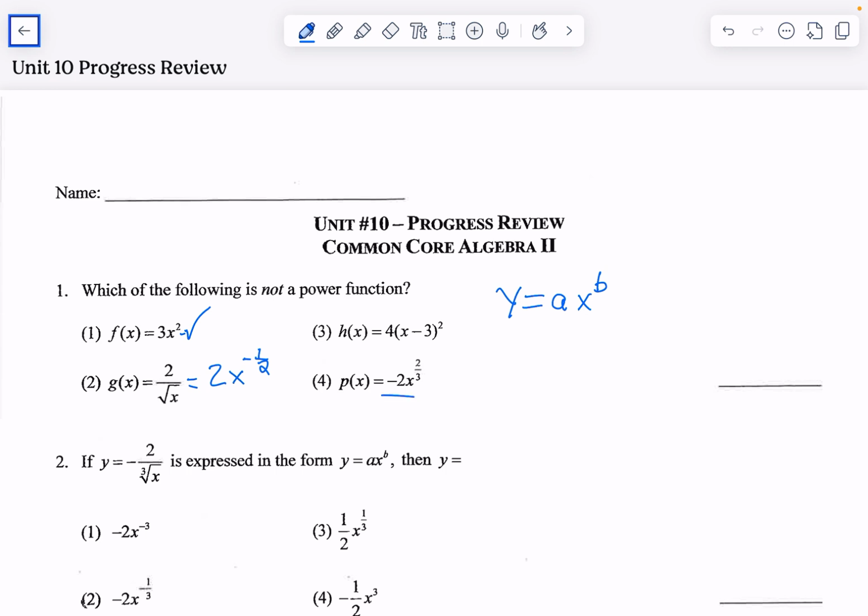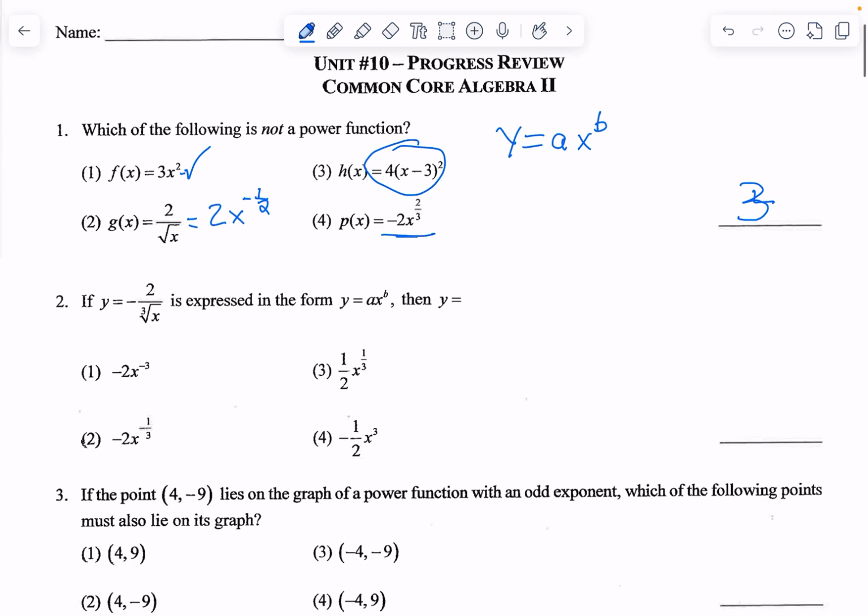This one, a is 2 and b is 2/3, but this one goes into a trinomial, so this one is not a power function. Okay, and then this one says write it as a power function, so we have y is equal to negative 2 times x to the 1/3 for the exponent, but it's negative because we moved it from the denominator up to the numerator. So this one was negative 2x to the negative 1/3.